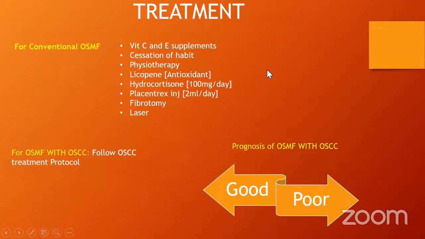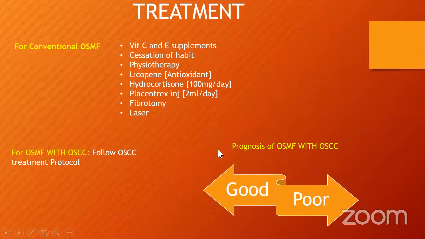Coming to the treatment for conventional OSMF without any malignancy, the following could help, which give symptomatic relief, decrease the fibroblastic proliferation, and have anti-inflammatory properties. And when the OSMF is along with oral squamous cell carcinoma, the treatment protocol is the same as we do for oral squamous cell carcinoma. That is the excision of the tumor along with adjuvants like chemotherapy and radiotherapy.